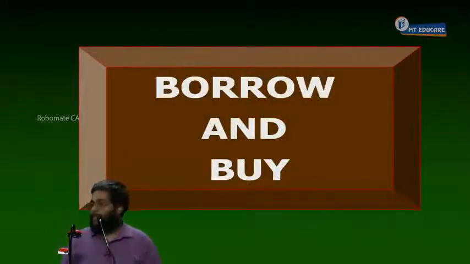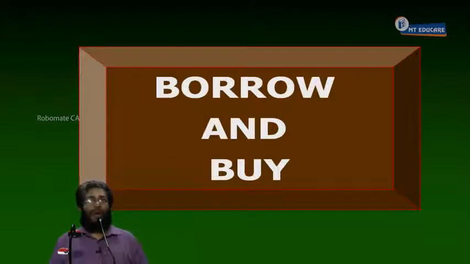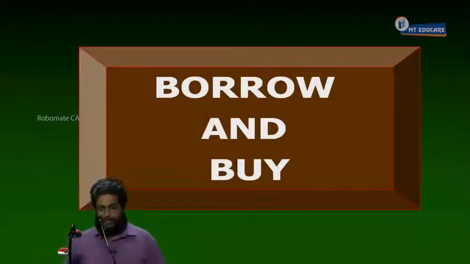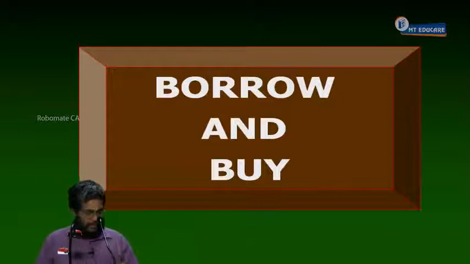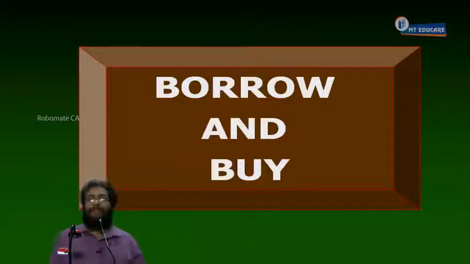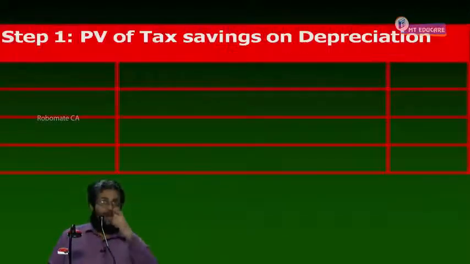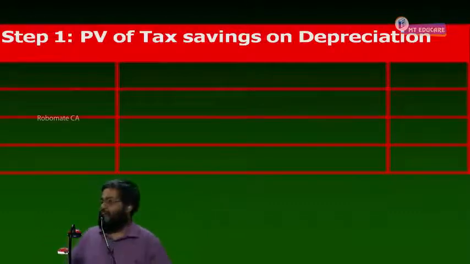Now, first. Option 1. Borrow and buy. Can we start now? Step 1. Present value of tax savings on depreciation.